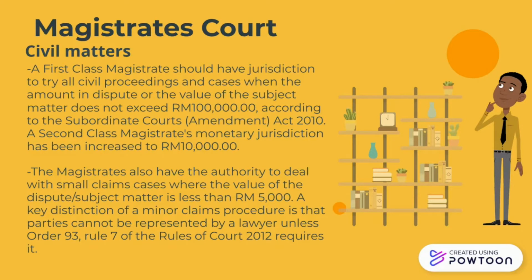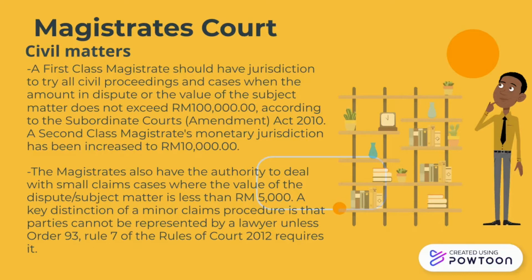Today I want to present about magistrate courts. Magistrate courts have two kinds of matters, which are civil matters and criminal matters. Civil matters. A first-class magistrate has jurisdiction to try all civil proceedings and cases where the amount in dispute or the value of the subject matter does not exceed 100,000. According to the Subordinate Courts Act 2010, a second-class magistrate's monetary jurisdiction has been increased to 10,000.